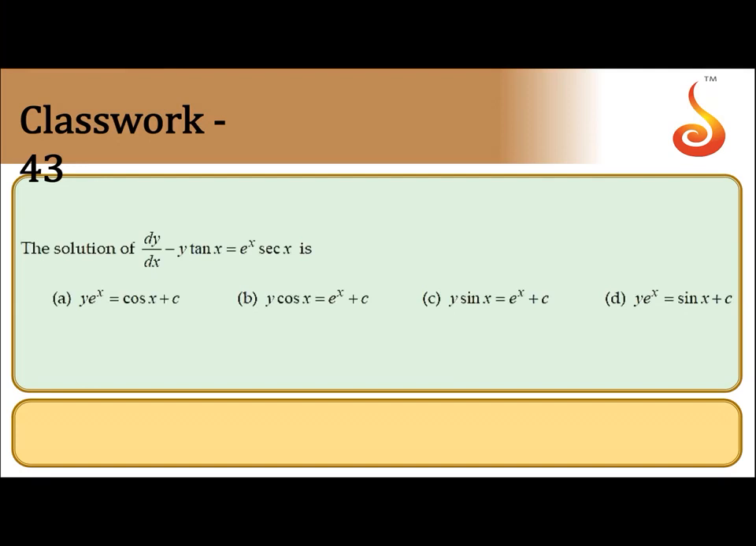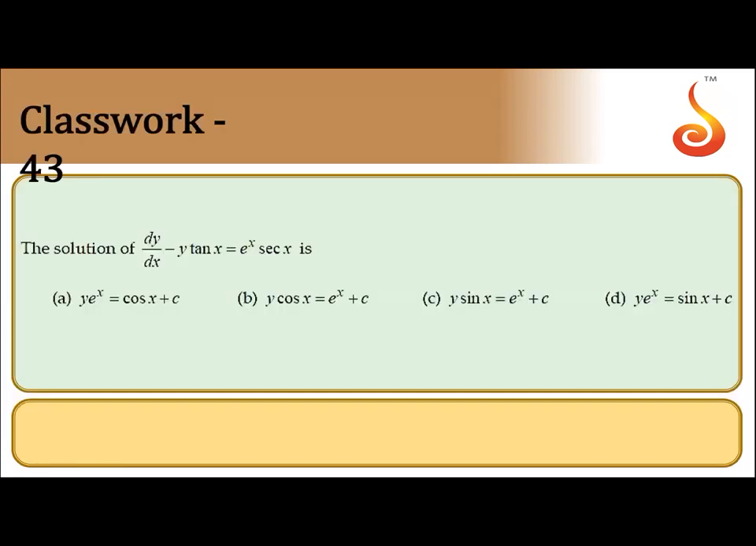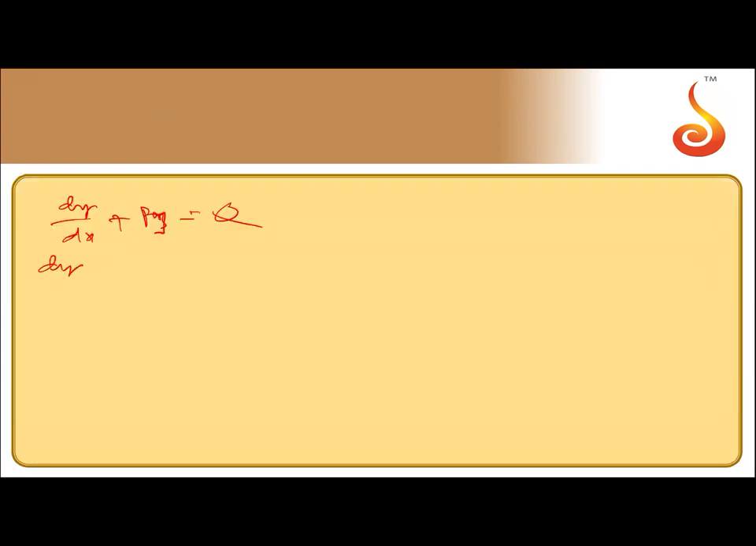Coming to the next one, dy by dx minus y tan x is equal to e power x secant x. I hope this is nothing but a linear differential equation, of the form dy by dx plus Py is equal to Q. So P is equal to minus tan x, and Q is equal to e power x secant x.